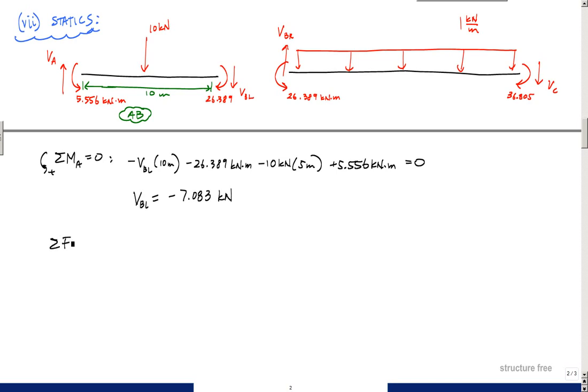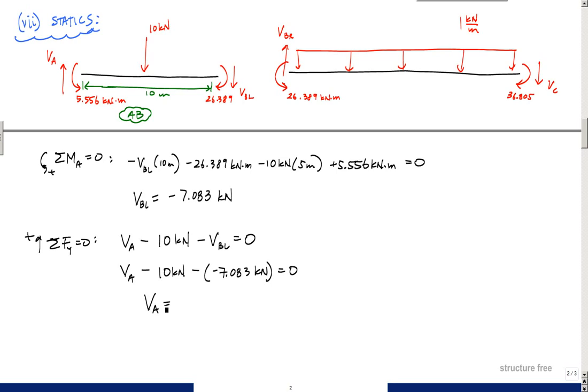So once I have that, I just sum forces in the y equal to 0, positive this way. And I'd have VA minus 10 kilonewtons minus VBL equal to 0. And notice I didn't let this negative sign influence the way I wrote this equation. This equation is based purely on the drawing right here. And so if I plug and chug now, I would have VA minus 10 kilonewtons minus 7.083 kilonewtons equal to 0. And this VA is equal to 2.917 kilonewtons. Okay, right there.